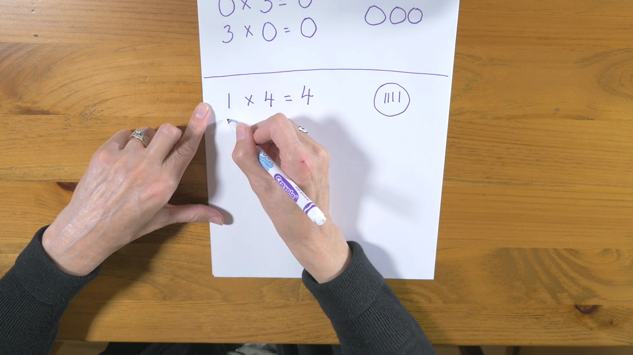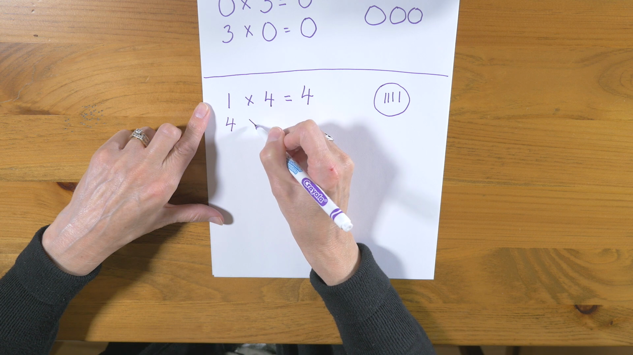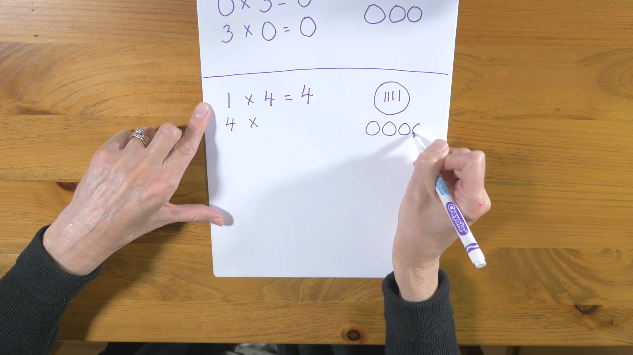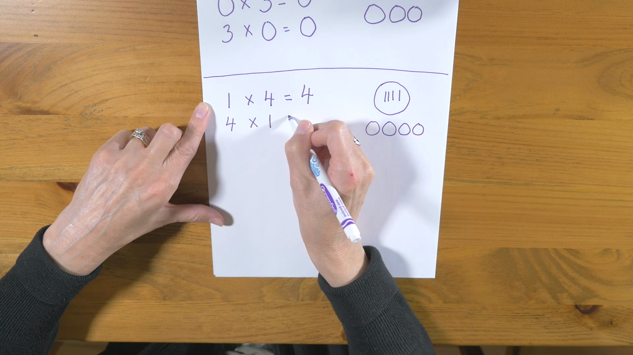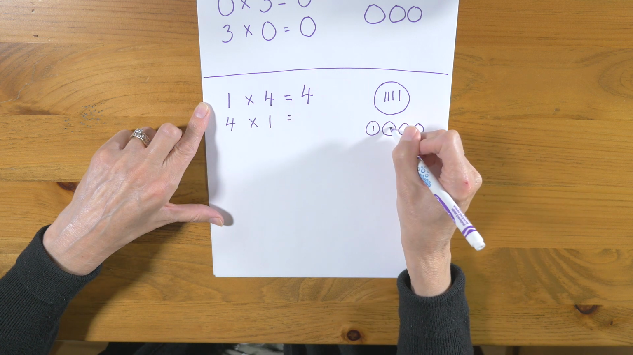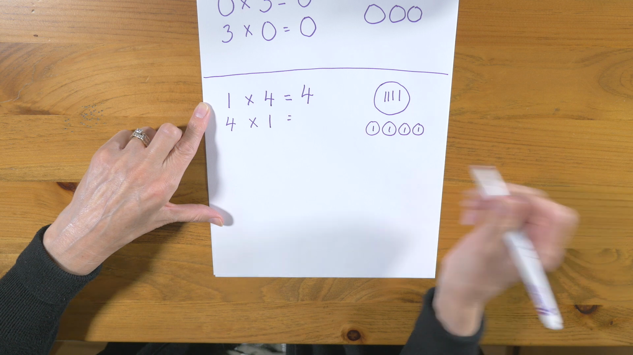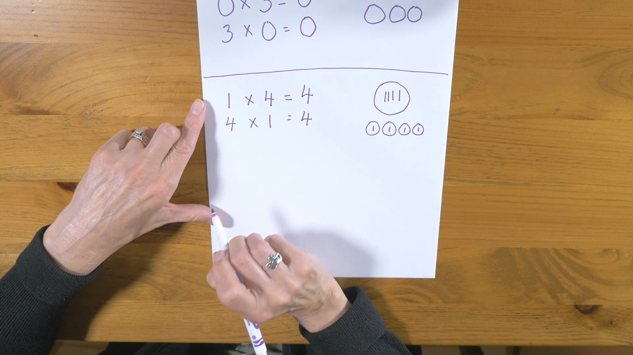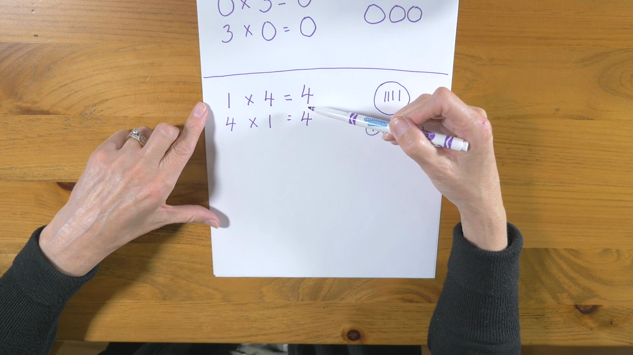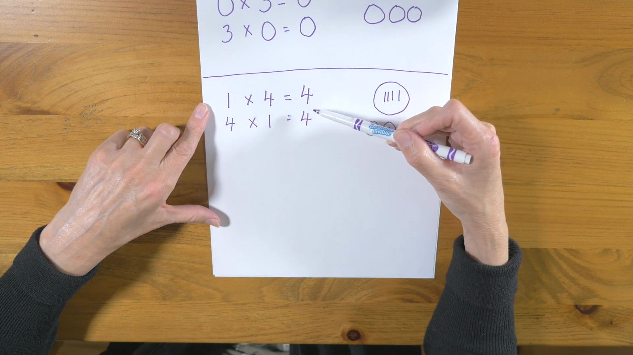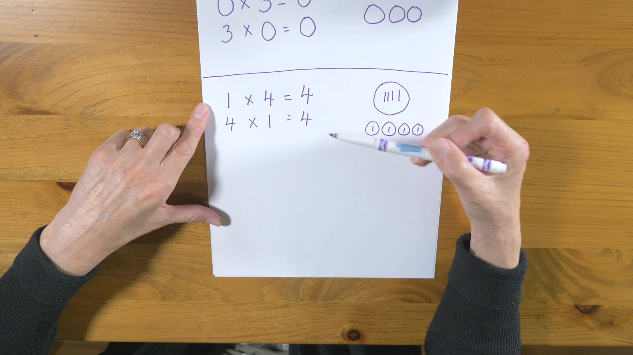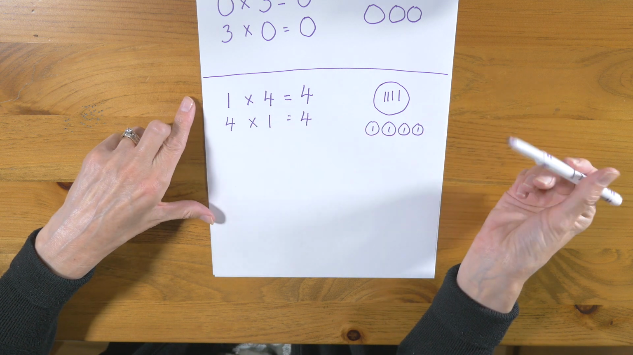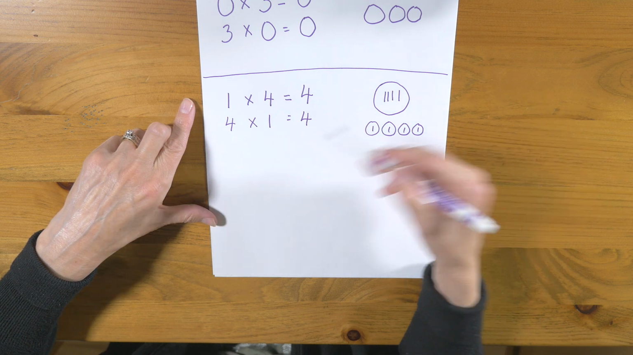If we turn it around and do 4 times 1, there's our groups, 4 groups. Oops. And we put 1 in each group. Our answer is still 4. So what we need to remember with the 1 times table rule, your answer is always the other number other than 1. Doesn't matter how high that number is, it's going to be the other number.